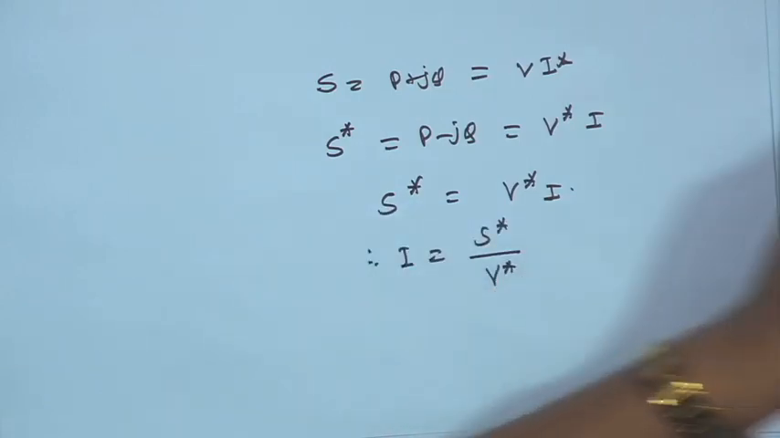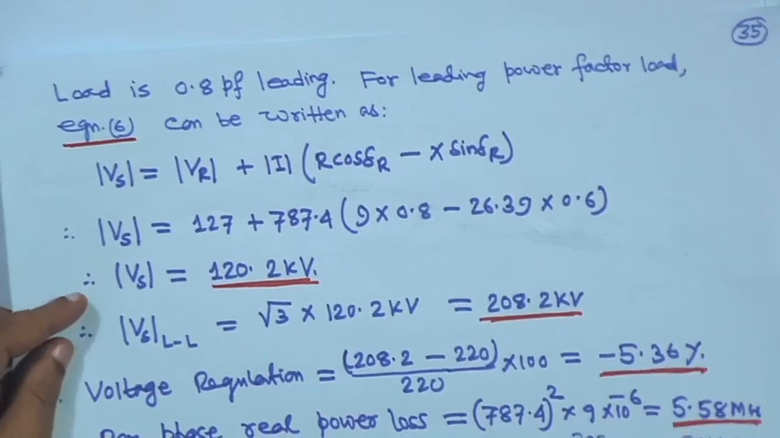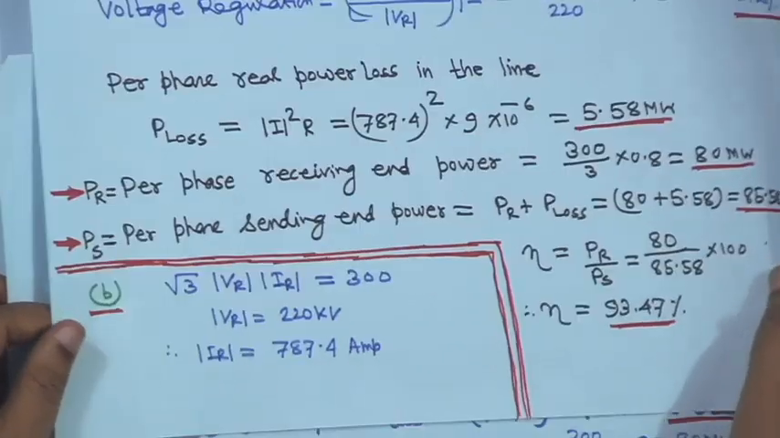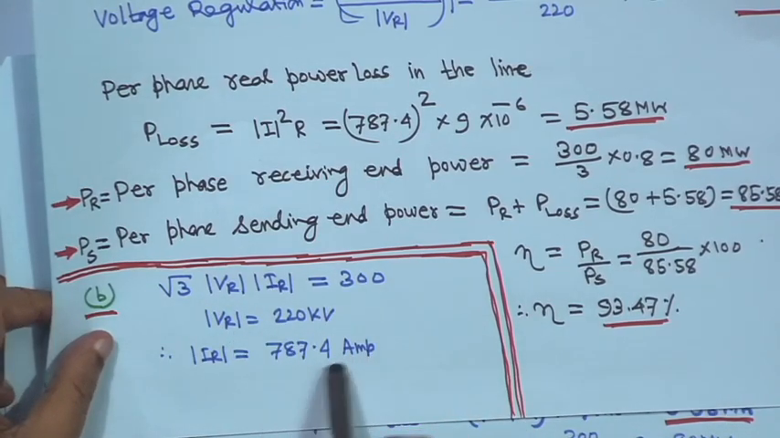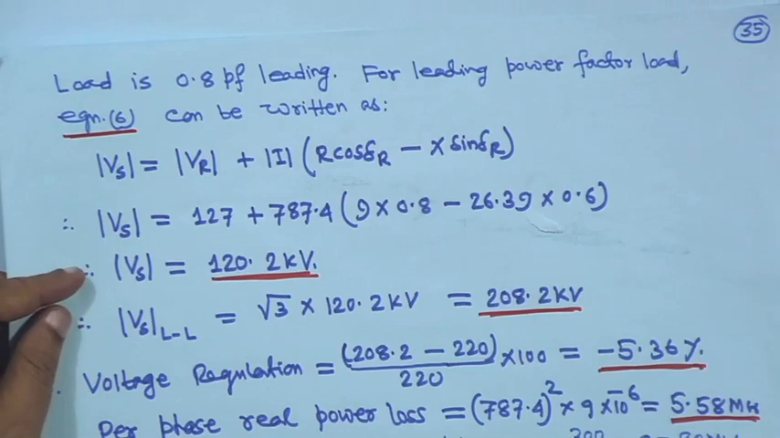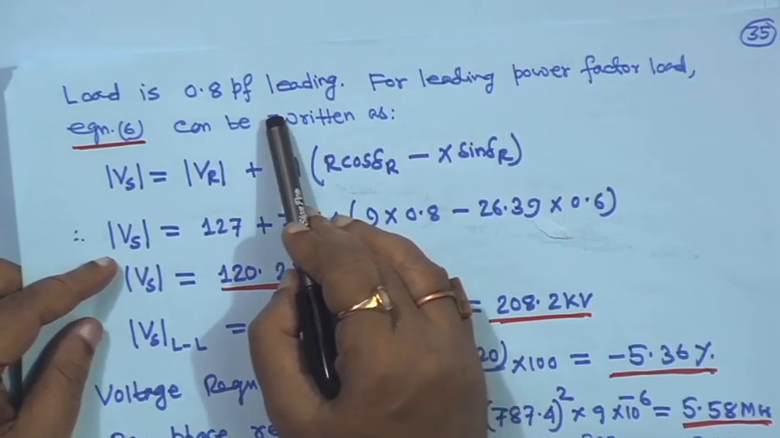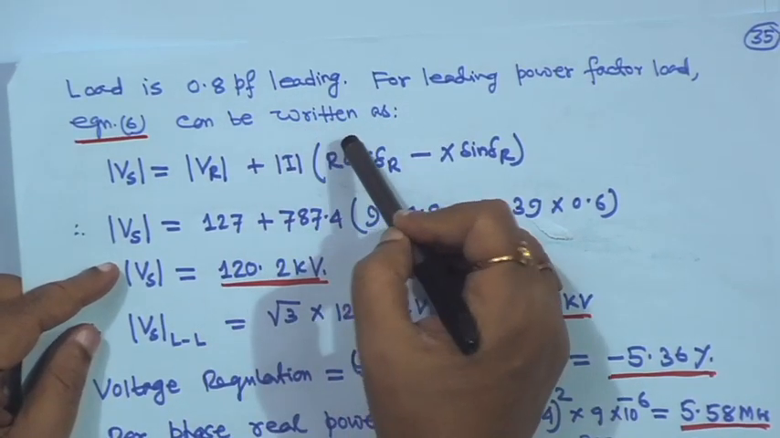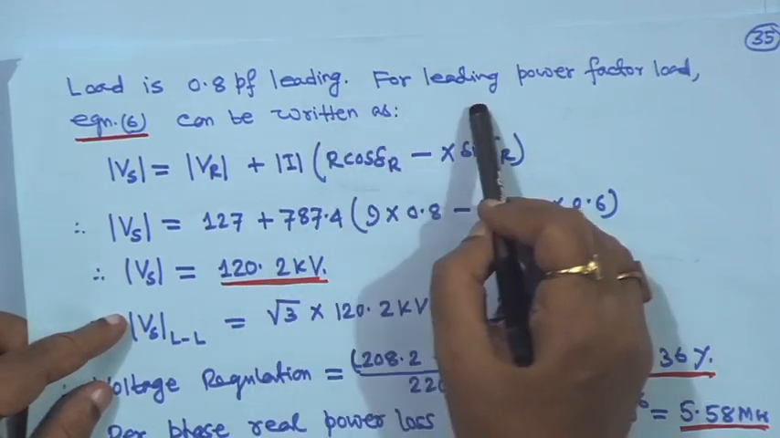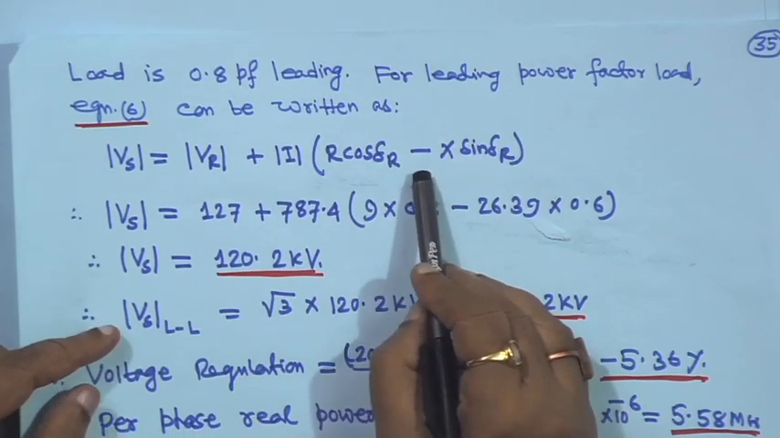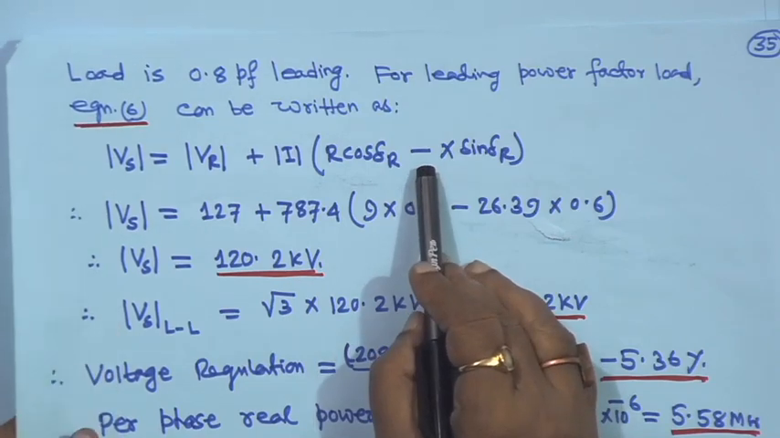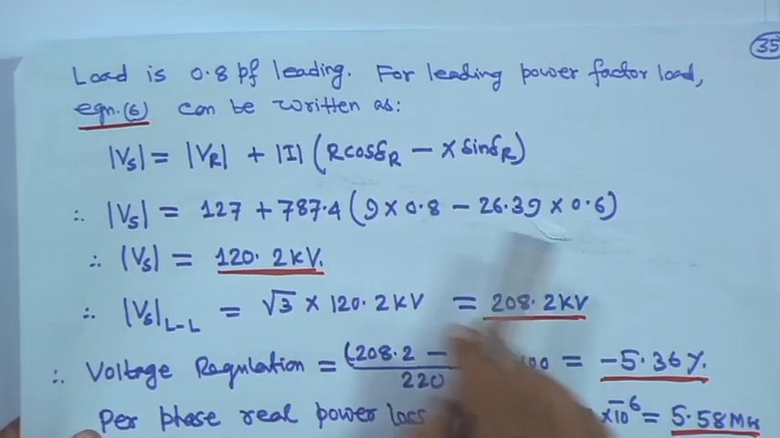Sorry, this is the previous one. So, this is root 3 VR I equal to 300, VR is equal to 220 kV, so IR is this one. Now, the load is 0.8 power factor leading, so skip to the previous page. For leading power factor load, equation 6 can be written as follows. As it is a leading power factor, I told you this sign will be minus, and the rest will remain the same.